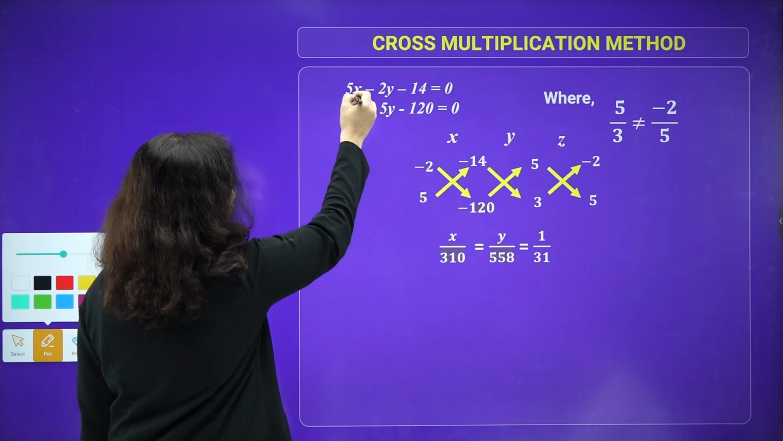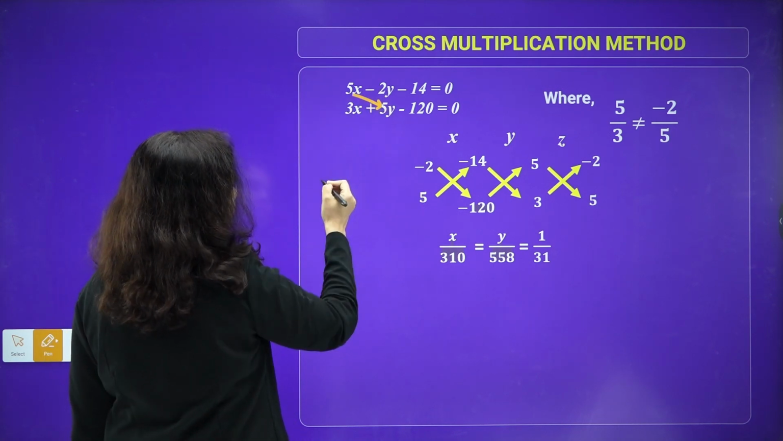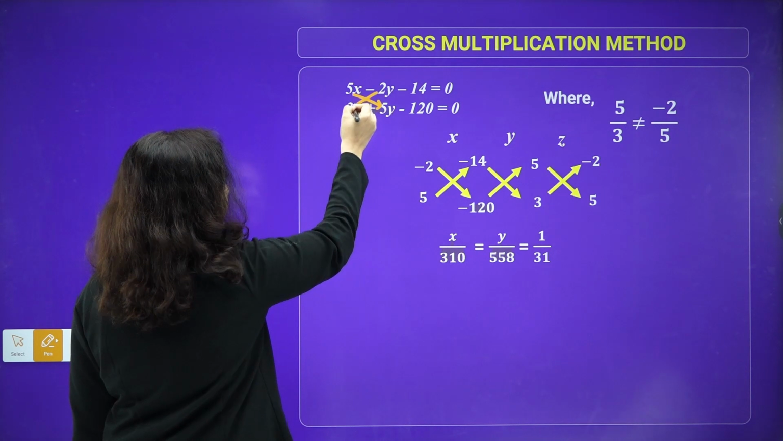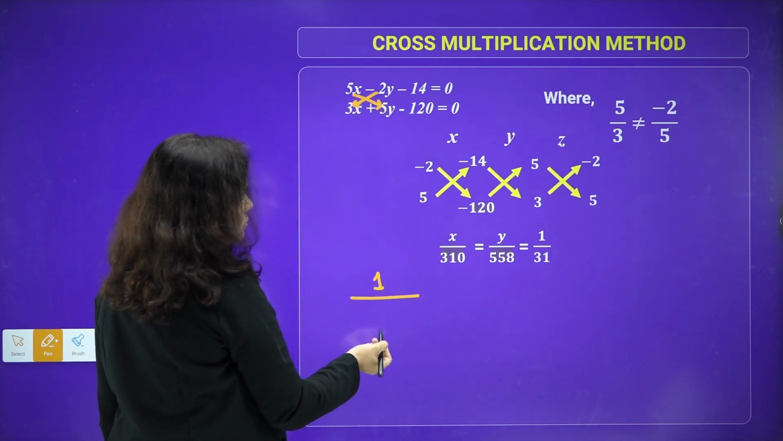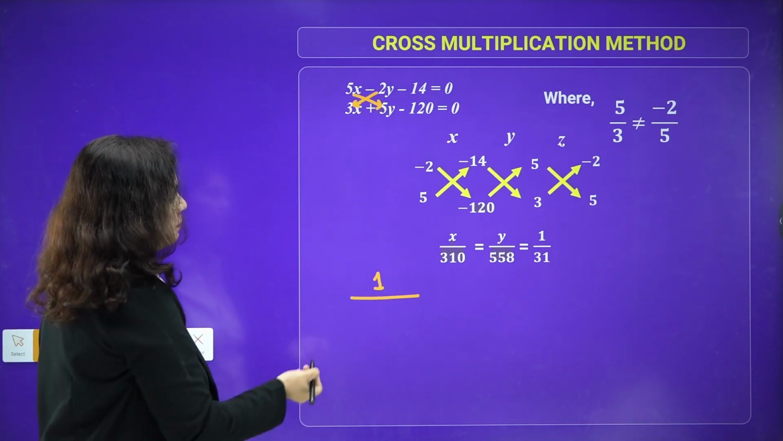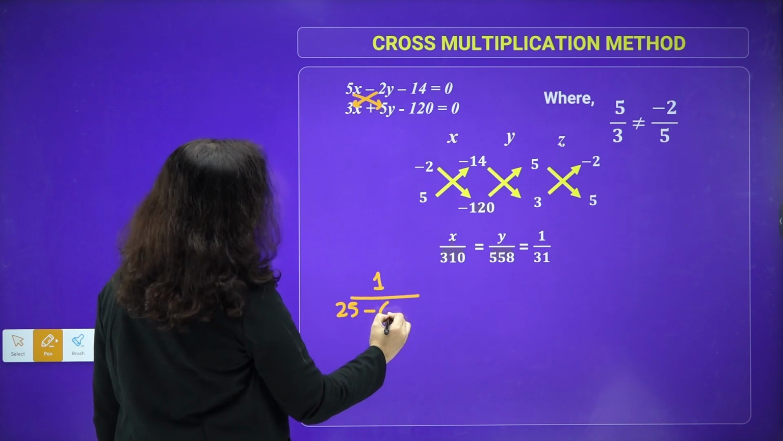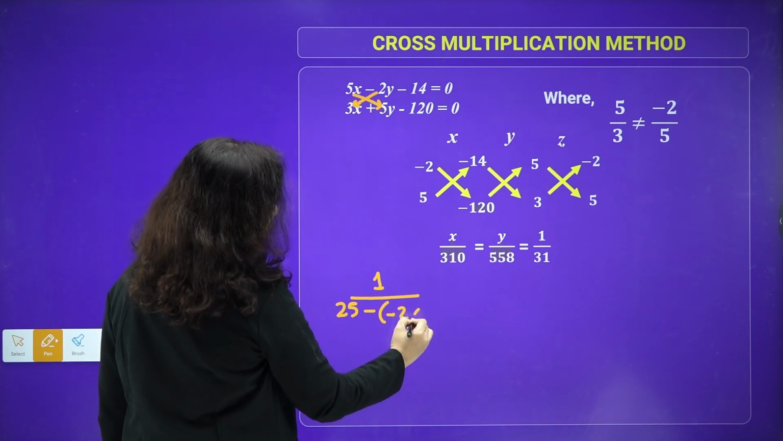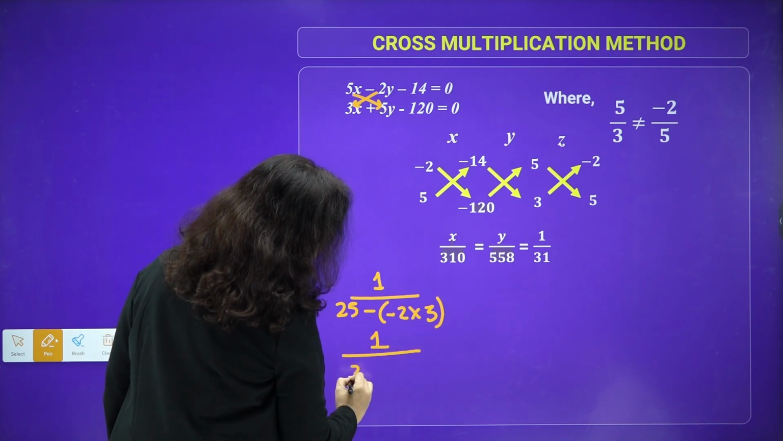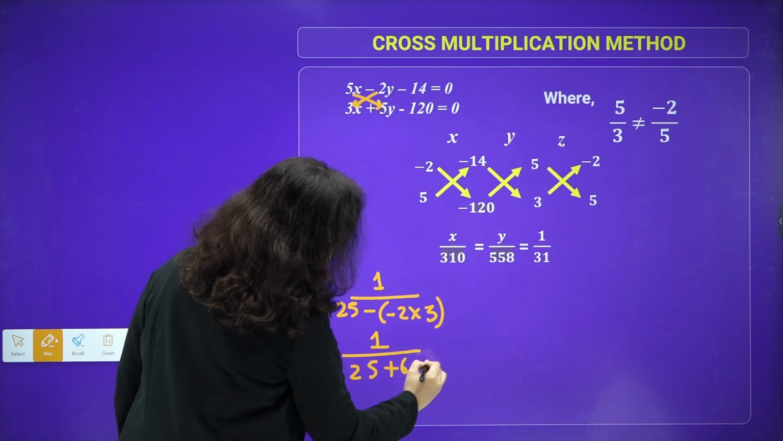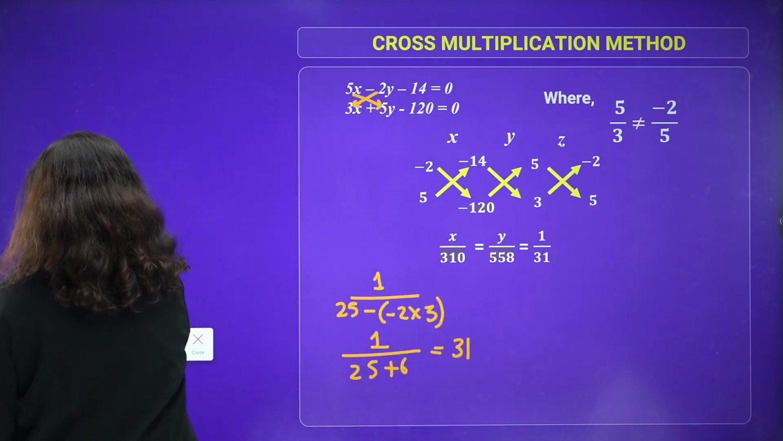1 upon 31. How did we get it? 5 into 5, 25, and 25 minus 6. So, it would be 1 upon, because c is a constant value, write 1 upon. So, 5 into 5, 25 minus 2 into 3, which will give you 1 upon 25 plus 6 equal to 31. So, we got 1 upon 31.